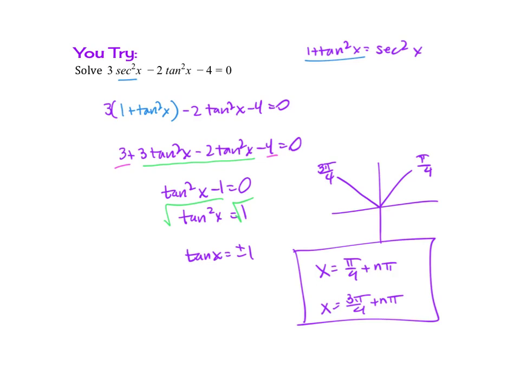Okay, we tried this out. I changed the secant squared of x to tangent squared of x. Either one works. If you did secant, you should still get the same answer. And so in this case, I got tangent of x equals plus and minus 1. And so that's at x equals pi over 4 plus n pi, and x equals 3 pi over 4 plus n pi. Again, remembering that this is tangent, so therefore the period is only pi.